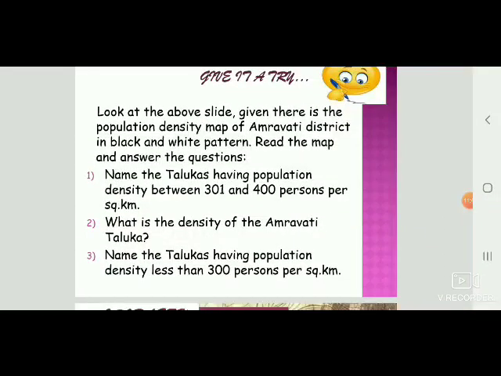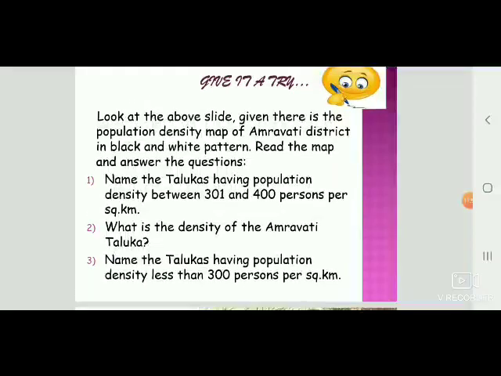Give it a try. Look at the above slide given. There is the population density map of Amravati district in black and white pattern. Read the map and answer the questions.